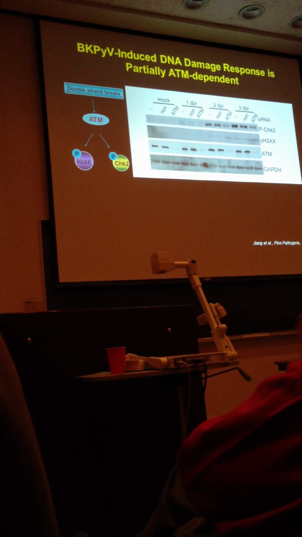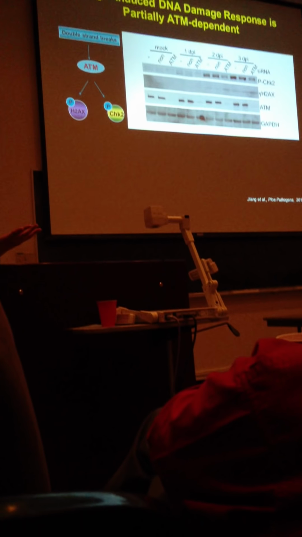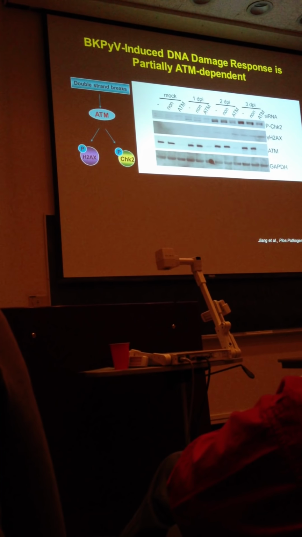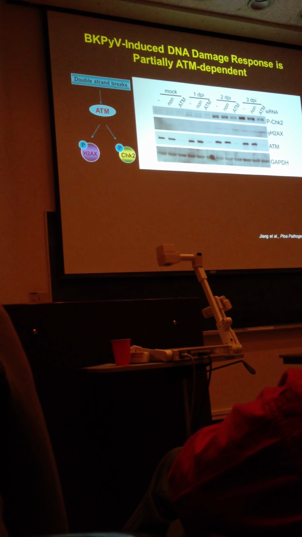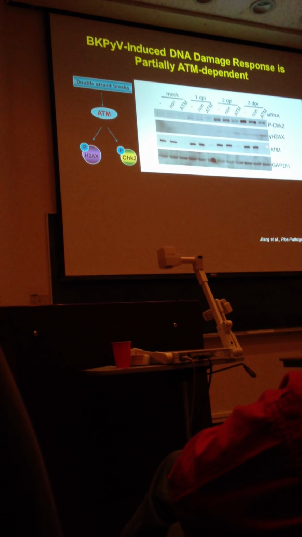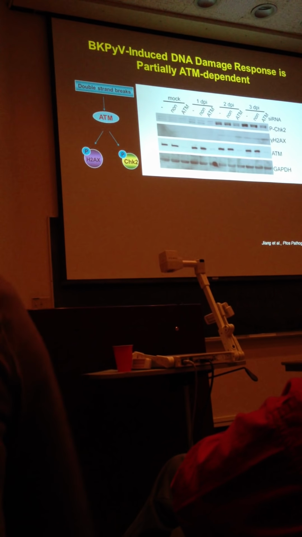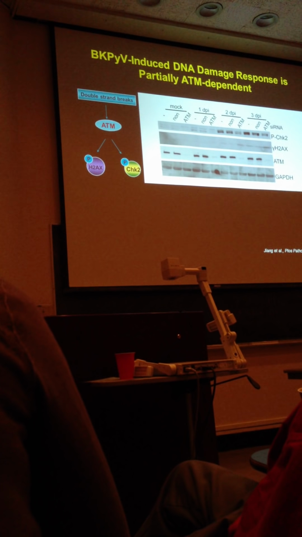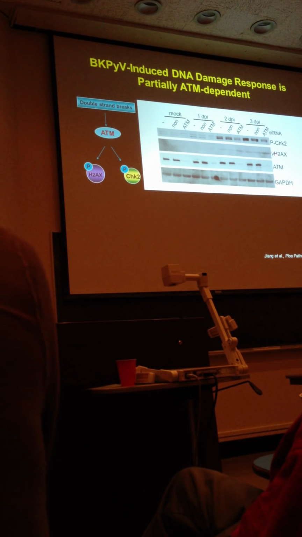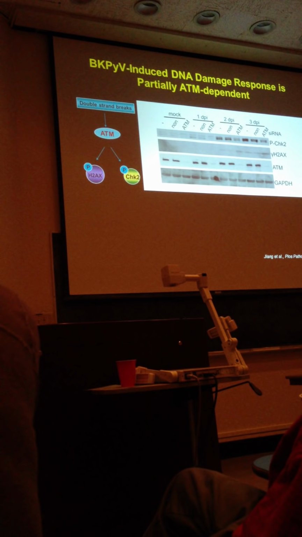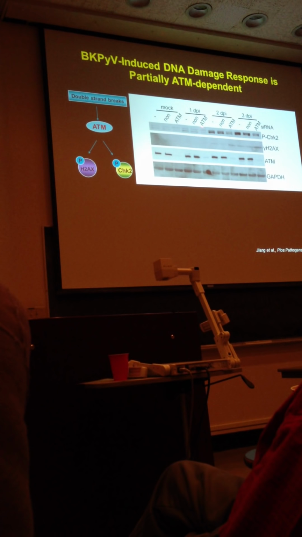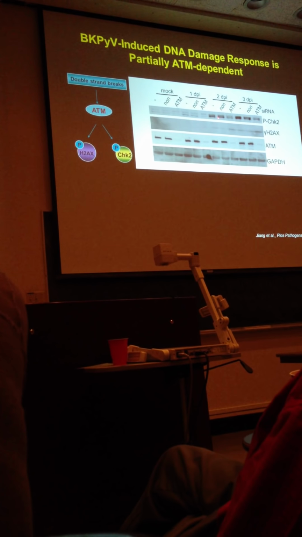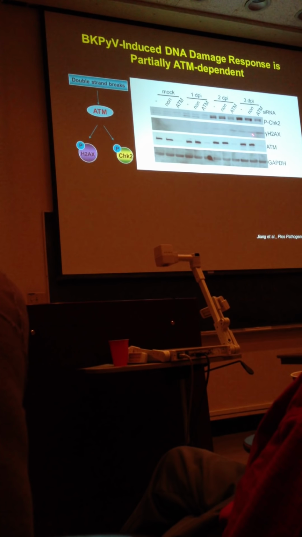Because we saw the activation of this response, we're wondering if ATM is the main kinase responsible for it. So here you're looking again at ATM knockdown cells, and we probe them for the markers previously shown to be indicative of ATM activation, including phospho-CHK2 and gamma-H2AX. You can see that compared to the mock control, there's an increase in infected cells of both phospho-CHK2 and gamma-H2AX.